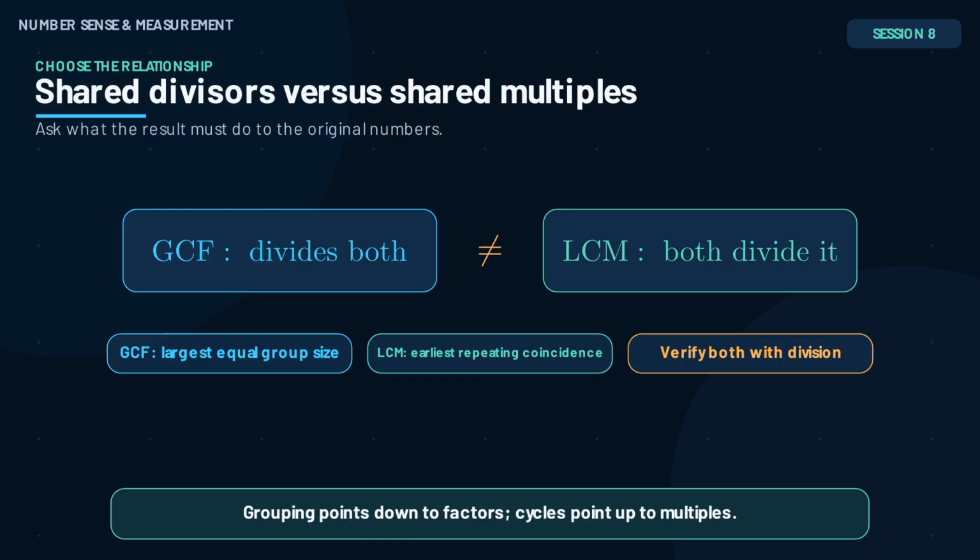The greatest common factor is the largest number that divides every original value. The least common multiple is the smallest positive number divisible by every original value. For grouping or cutting identical pieces, look for a common factor. For repeating schedules or common denominators, look for a common multiple.